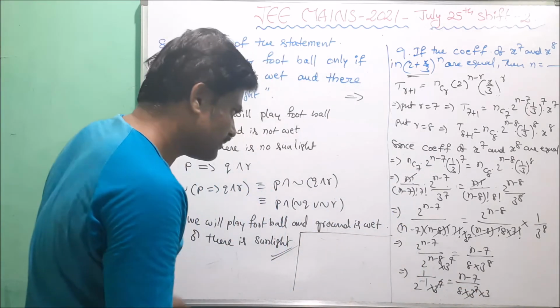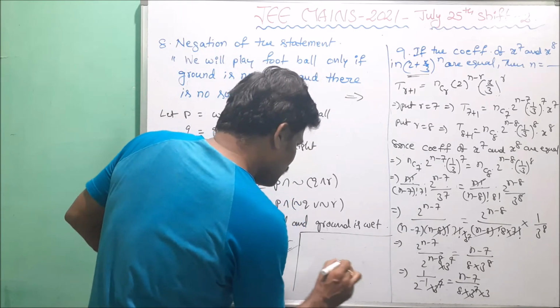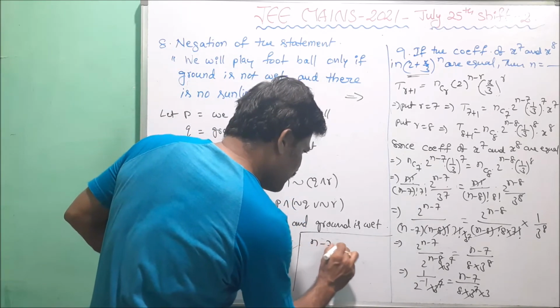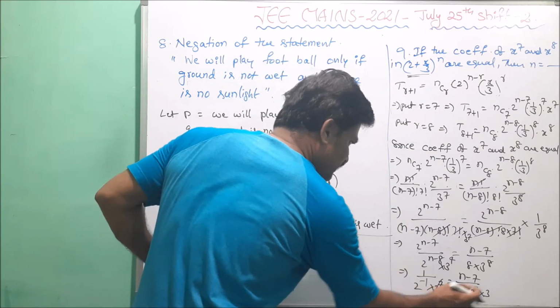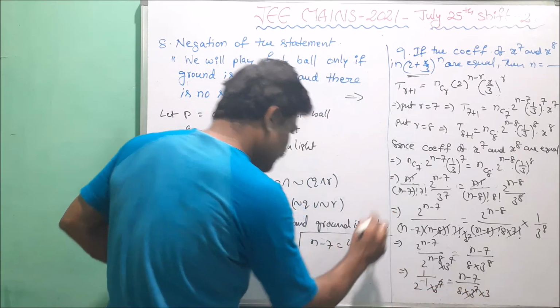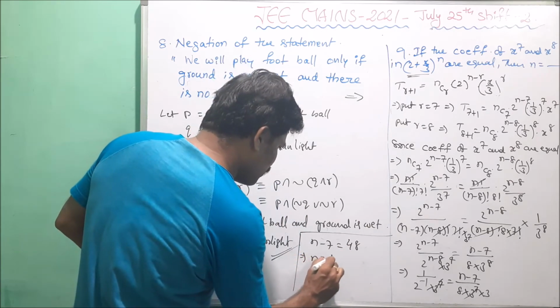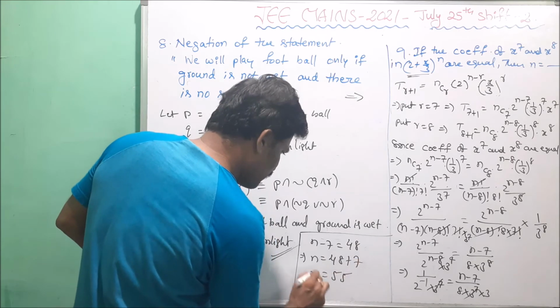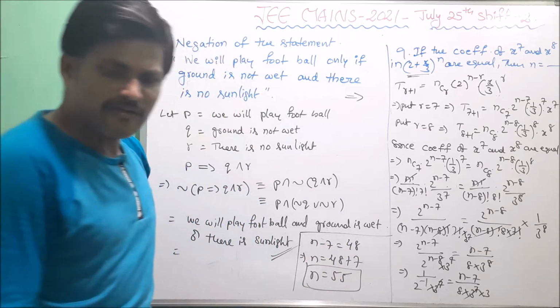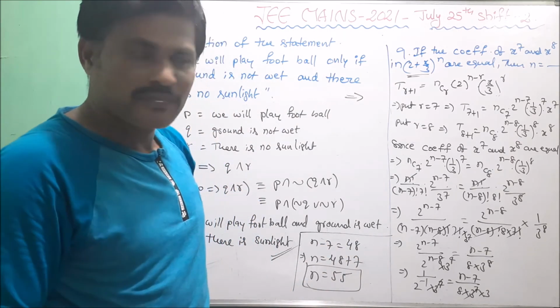Then we write n minus 7 equals to 2 inverse, means 2, 2 into 8, 16, 16 threes are 48. That means n equal to 48 plus 7, this is 55. So this is our answer. n equal to 55.